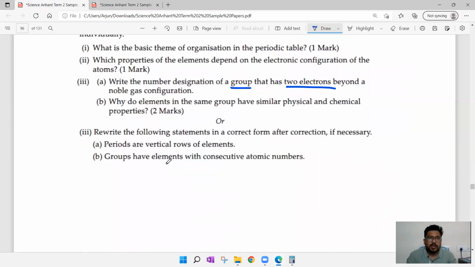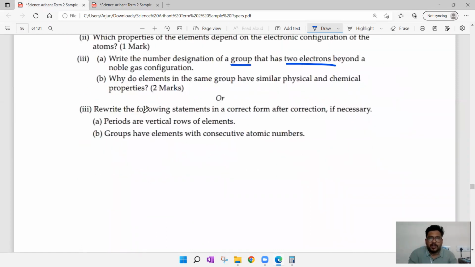Next, internal choice. Rewrite the following statement in correct form after correction, if necessary. Periods are vertical rows of elements. You see, periods are vertical rows. Basically, periods are not vertical rows. Periods are horizontal. This statement can be corrected in two ways. First way, periods are horizontal rows. So instead of vertical, you can change it to horizontal.